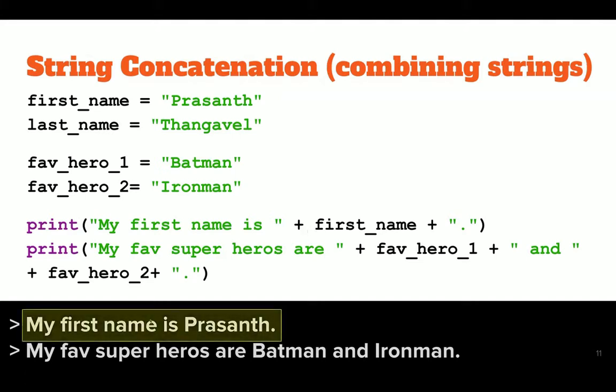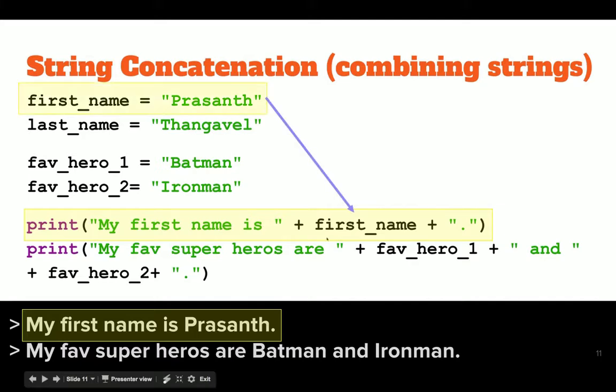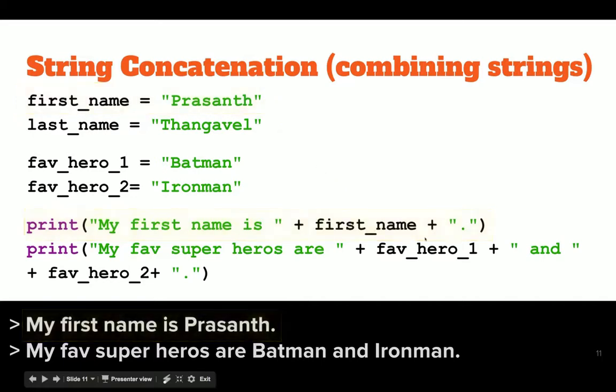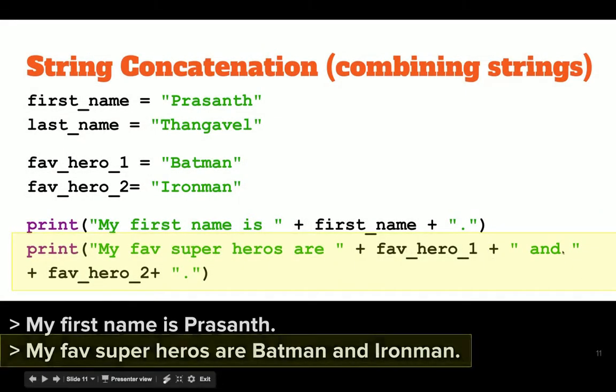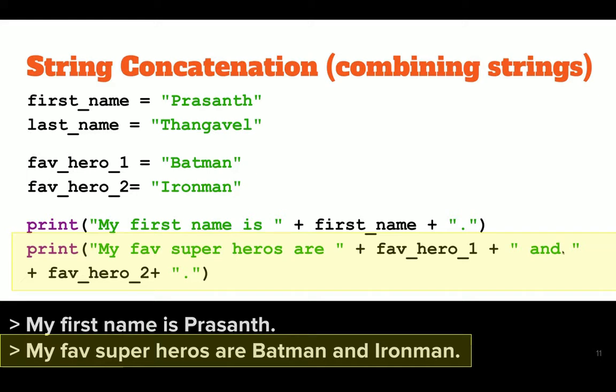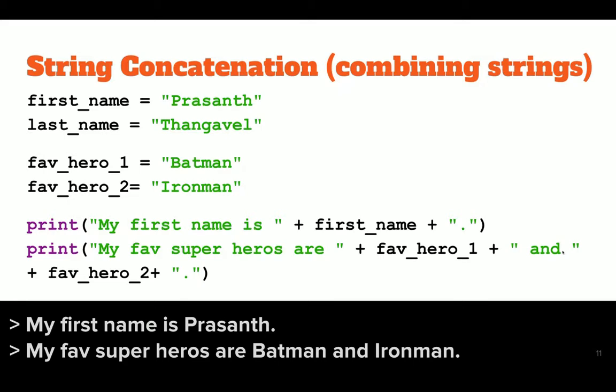As you can see from the output here at the bottom, the string "my first name is" gets combined with the value in the variable first name followed by a full stop. And in the second print statement, have you noticed that I'm using a space before "and" at the start of the string? The reason goes like this. When we combine strings, Python will not give space between words by itself. So we have to tell it where to add space explicitly.